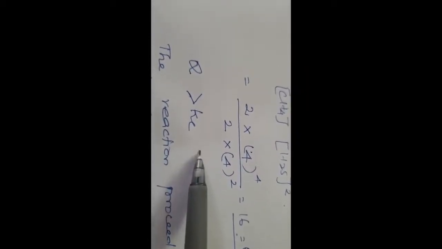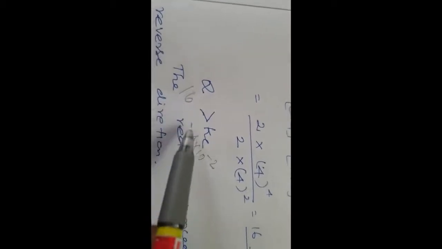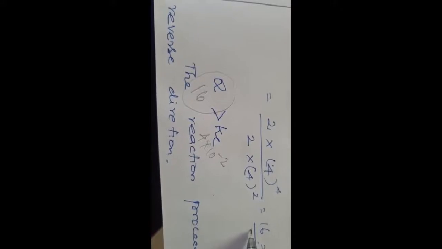What is the Kc value given? Kc is equal to 4 into 10 power minus 2. Here it is 16. Which is the greater value? With that numerical value you can know that Q is the greater value. So when Q is greater, the reaction proceeds in the reverse direction. Okay, so backward reaction is possible.